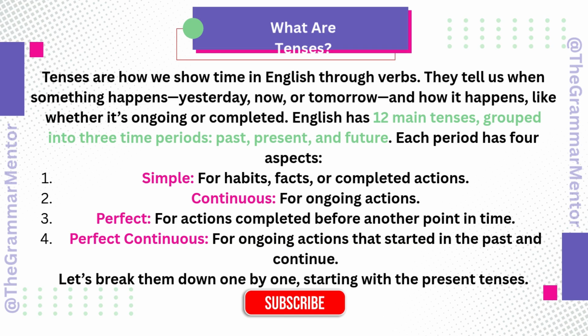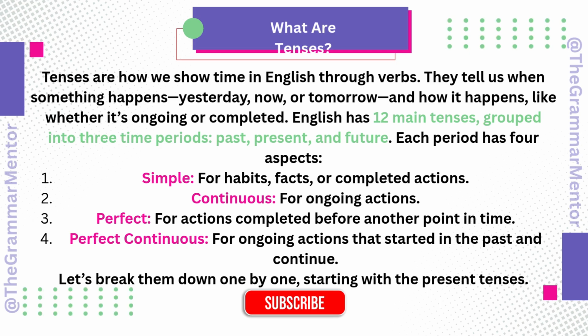What are tenses? Tenses are how we show time in English through verbs. They tell us when something happens: yesterday, now, or tomorrow, and how it happens, like whether it's ongoing or completed. English has 12 main tenses, grouped into 3 time periods: past, present, and future. Each period has 4 aspects.